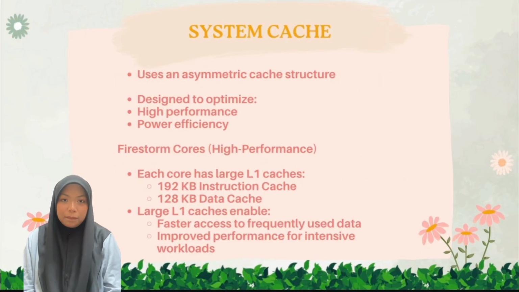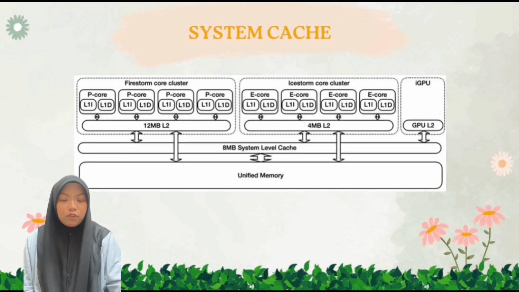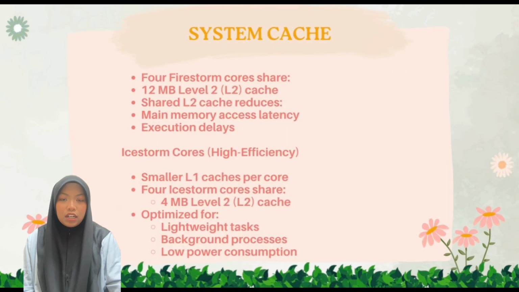The Apple M1 processor employs an asymmetric cache structure that is carefully designed to optimize both computational performance and power efficiency. Each of the 4 high-performance Firestorm cores is equipped with relatively large Level 1 caches consisting of a 192 KB instruction cache and a 128 KB data cache. These sizable L1 caches allow rapid access to frequently executed instructions and data, which is especially beneficial for performance-intensive tasks. In addition to their L1 caches, the Firestorm cores share a large 12 MB Level 2 cache. This shared L2 cache helps reduce access delays to main memory, thereby improving execution speed for demanding workloads.